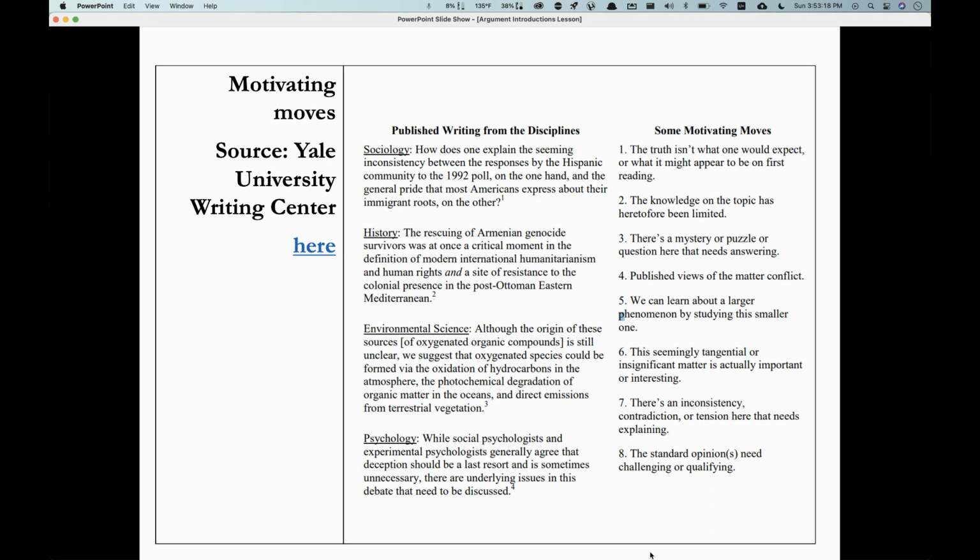Maybe there's some seemingly tangential or insignificant matter that's actually important or interesting. Maybe there's, again, some kind of inconsistency, contradiction, tension that needs explaining. Or maybe most people think X and Y, but actually W and Z are correct. And here I'm going to argue why. So these are all the basic underlying formulas for the motivating moves.